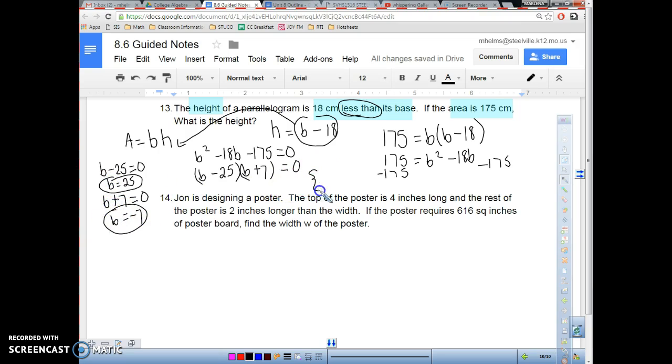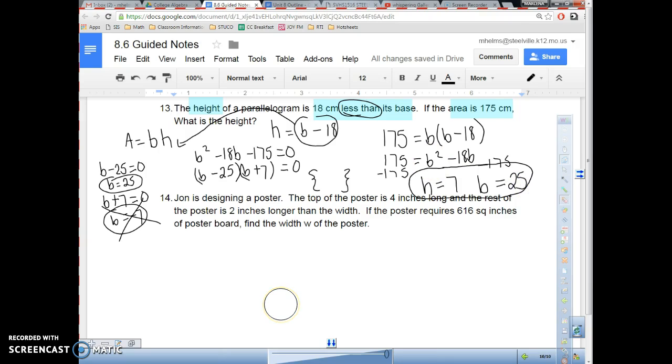Now, when I'm writing my final answer, though, something's not quite right. My final answer would say 25 and negative 7, but let's go back and talk about the problem. We're talking about the height of a parallelogram, and we want to know when we plug these in, if I plug in negative 7, I'm going to end up with a negative height. Well, I can't have a negative height, so negative 7 cannot be what my base is. My base has to be 25, so when I plug it in and get 25 minus 18, I get 7. So my height is 7, and my base is 25.